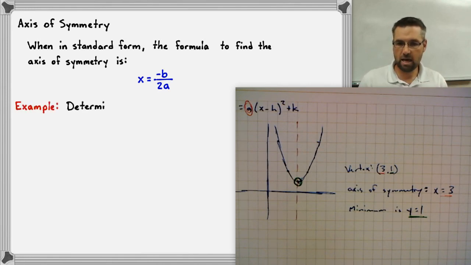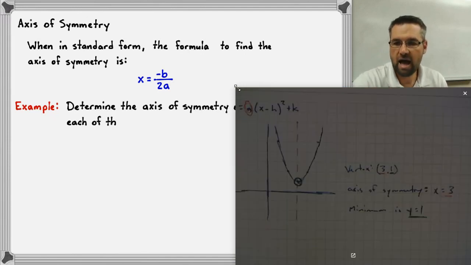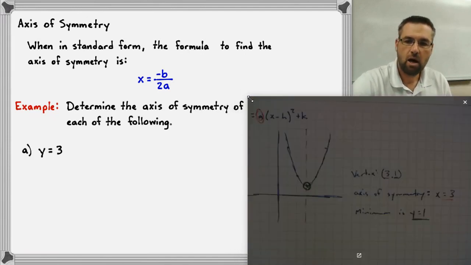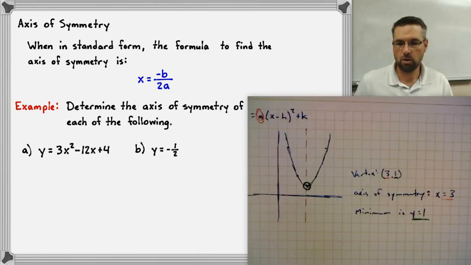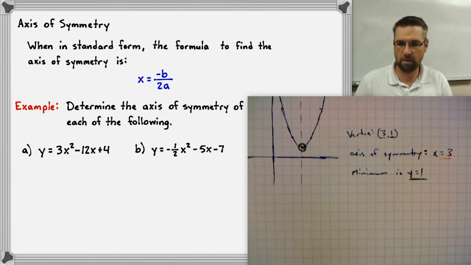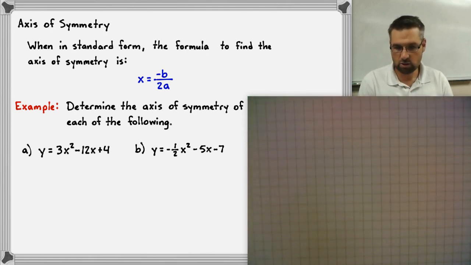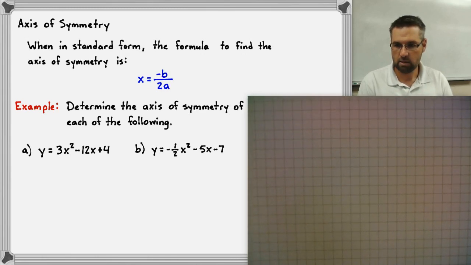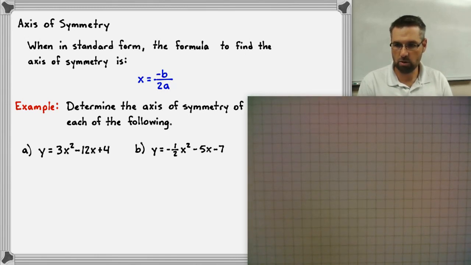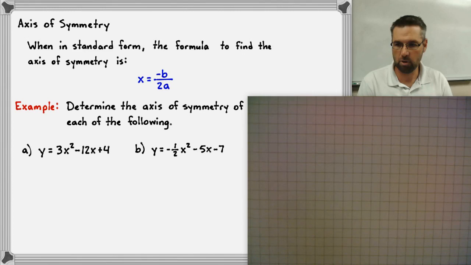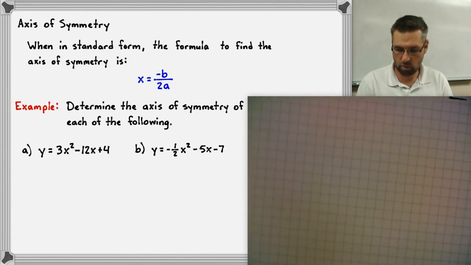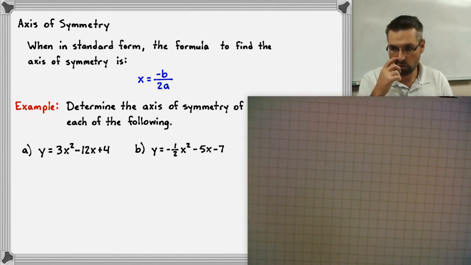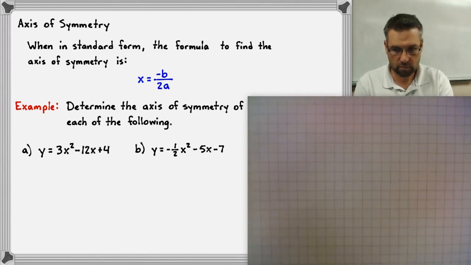Okay? So the example that I'm going to give you is this. I want you to determine the axis of symmetry of each of the following two. y equals 3x squared minus 12x plus 4, and then y equals negative 1/2 x squared minus 5x minus 7. So let's go ahead and do that off to the side here in my notebook. Remember, when we're taking notes, this is an example, so it should go on the right-hand side of your notes.